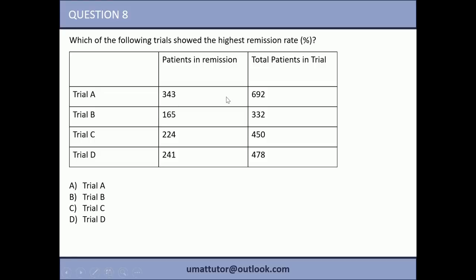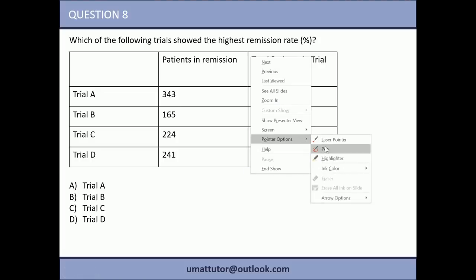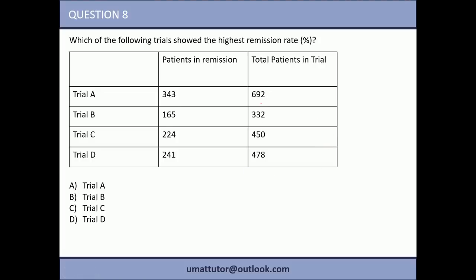So to do that, all I'm going to do is divide the numbers on the right hand column by 2, so I'm just going to halve them. So 692, this is probably the trickiest part, is just dividing by 2, but it's still a fair bit easier than working out exact percentages. So 692, that would be 346. 332, that would be 166. 450, that would be 225. And 478, that would be 239.